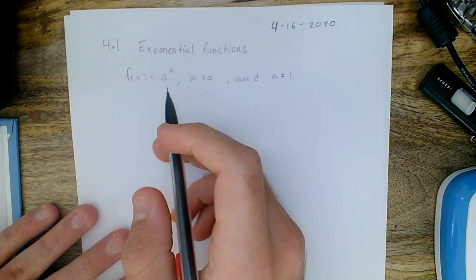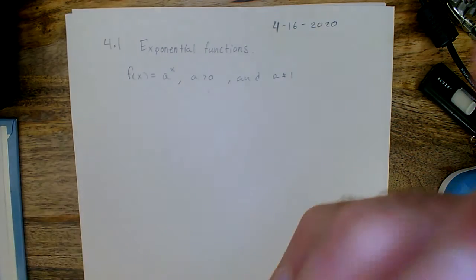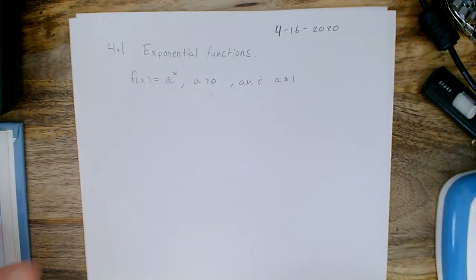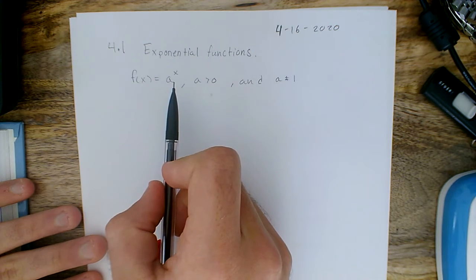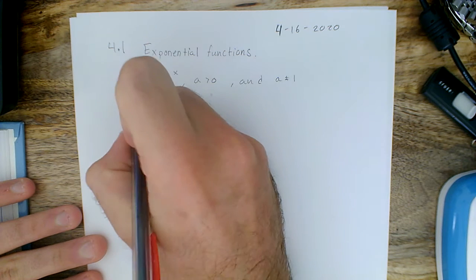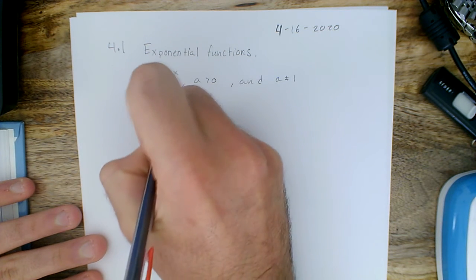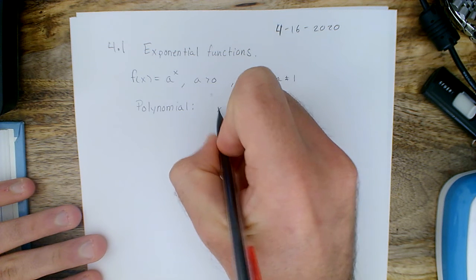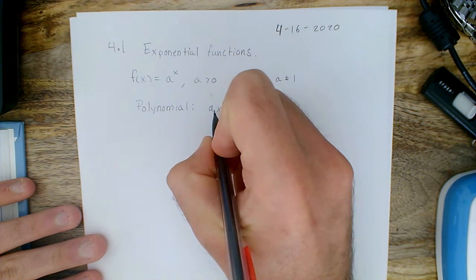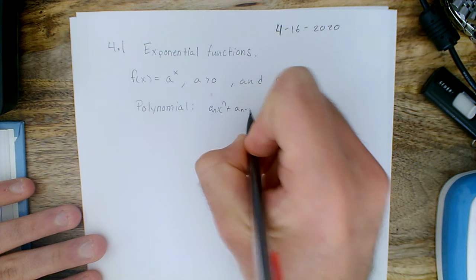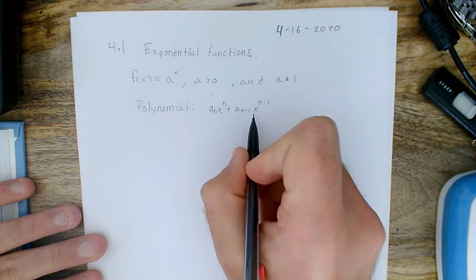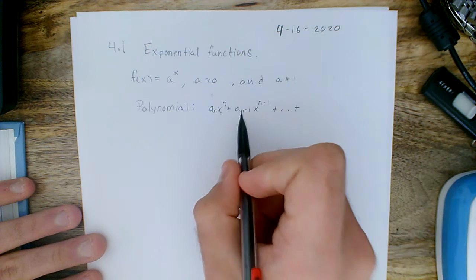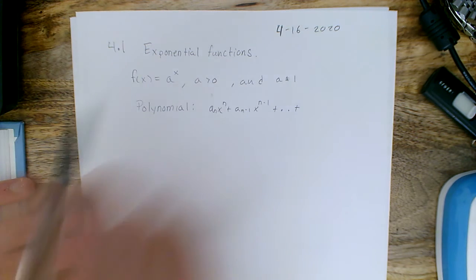Notice that in an exponential function, our variable is in the exponent, whereas in a polynomial we might have x to the n plus a n minus 1, x to the n minus 1. The x is the number with the exponent. Now the variable is in the exponent.